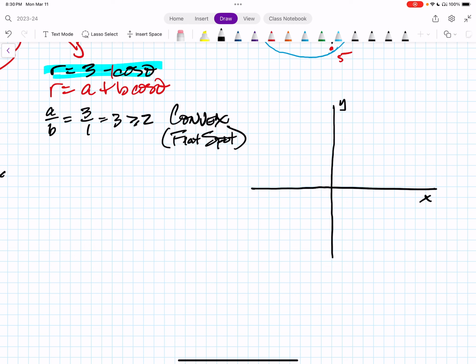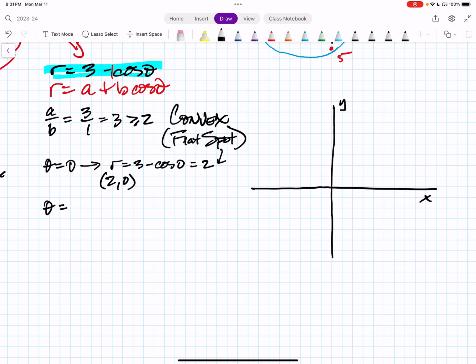Okay, so now what do we do? So theta equals 0. This is cosine, so I'm going to substitute in 0. So r is equal to 3 minus cosine of 0, which is 3 minus 1 or 2. Okay, there's your flat spot. Okay, at 2 comma 0.